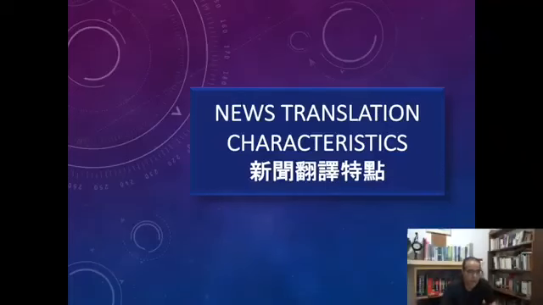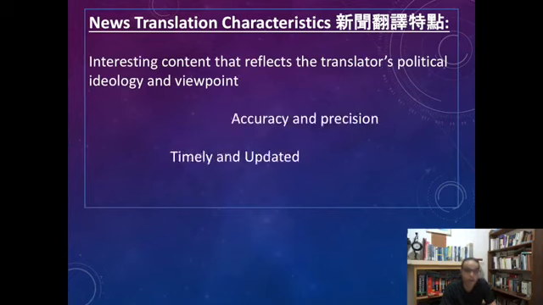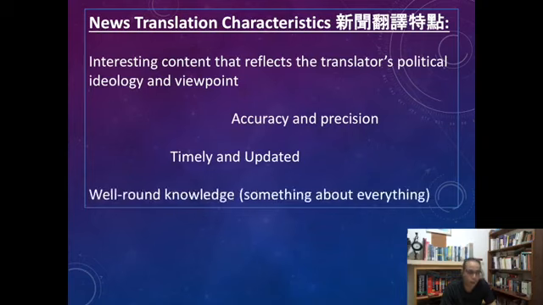In general, the main and general characteristics of news translation are to be accurate in your writing, to be precise, to be timely and updated, and that you need to have well-rounded knowledge of everything. You need to know something about everything. And you need to have interesting content that reflects your own beliefs, your own political viewpoints. But as I said in the first class, you need to be objective in your writing. The language you use must be objective language.